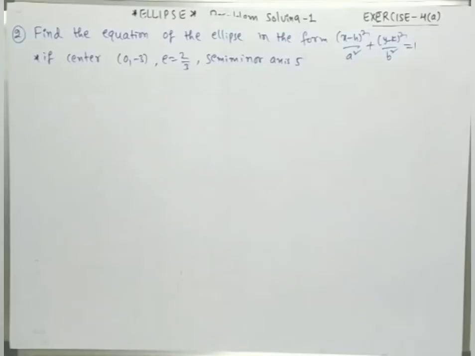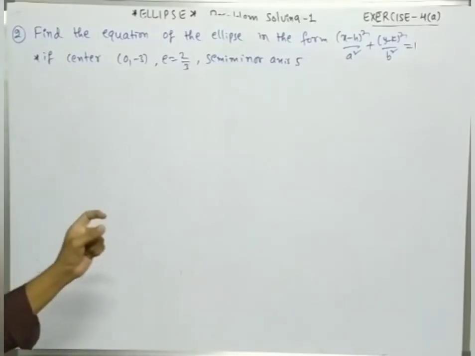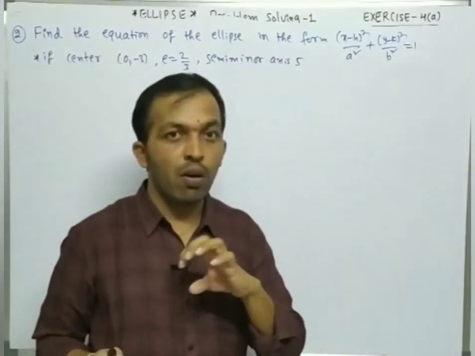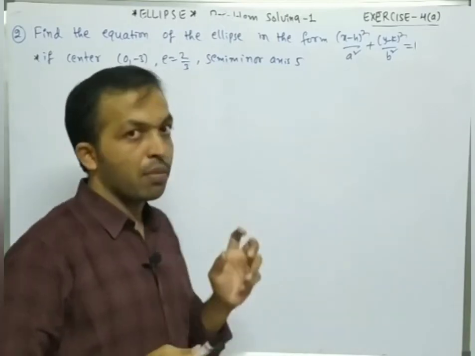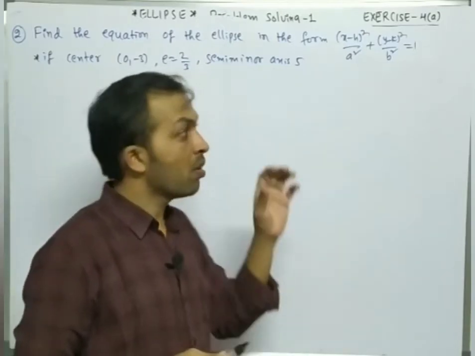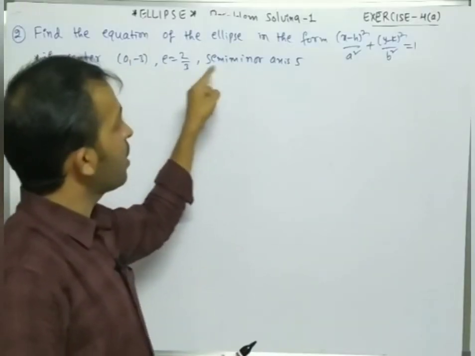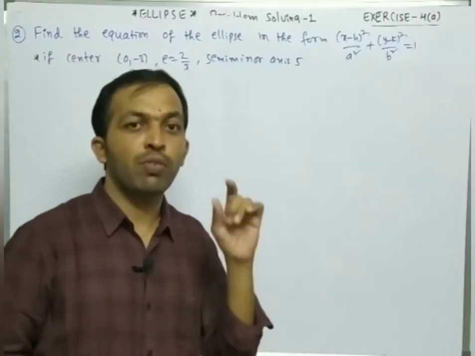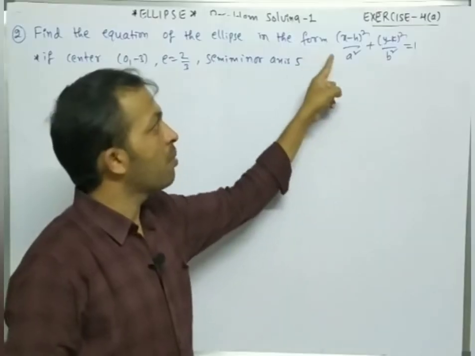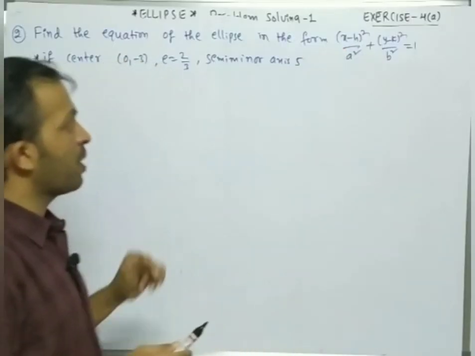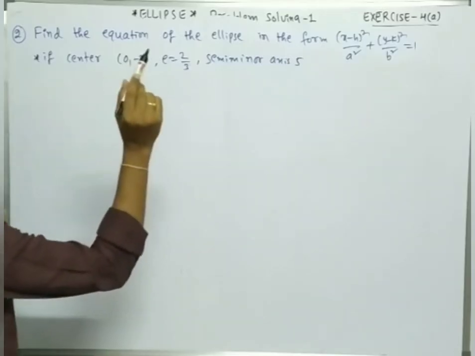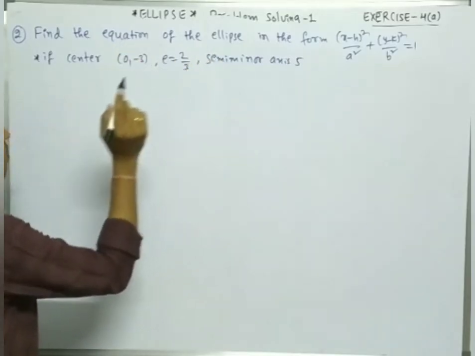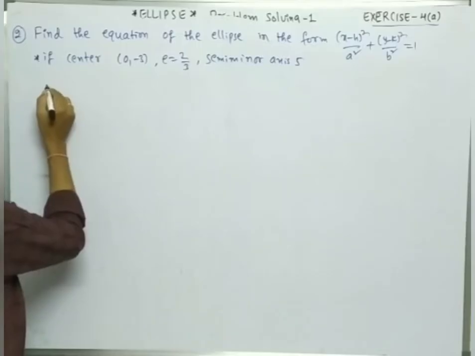In the previous problem, the equation of the ellipse is given, and we should find all the remaining terms. This is another type of problem. Here the center, eccentricity and sum of the elements are given. We should find the equation of the ellipse in standard form: x minus h whole square by a square plus y minus k whole square by b square is equal to 1. We should find the equation of the ellipse in that form, right? So here, what is given?